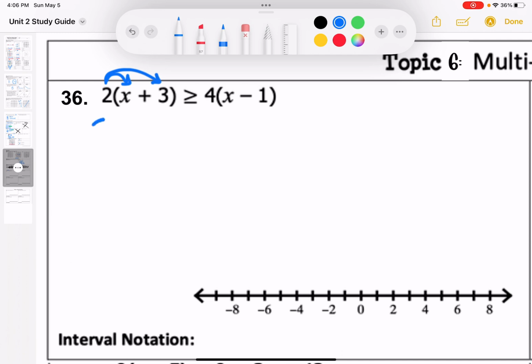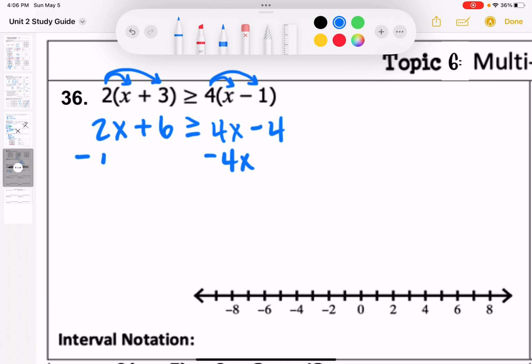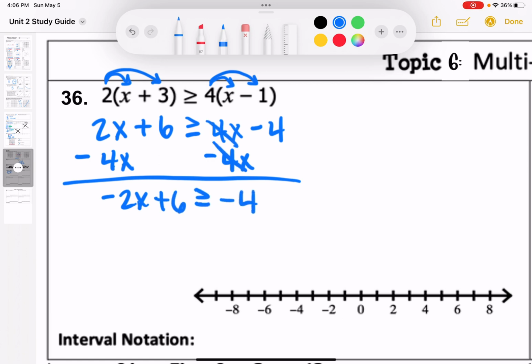So 2 times x is 2x, and 2 times 3 is 6. All right, then the next one I do the same thing, distribute the 4 to the 2 things in parentheses using multiplication. So 4 times x is 4x, and 4 times -1 is -4. Now I need to get all of my letters on the left side. So I have to move that positive 4x to the other side. So I'm going to subtract 4x from both sides. And then I'm going to bring everything else down.